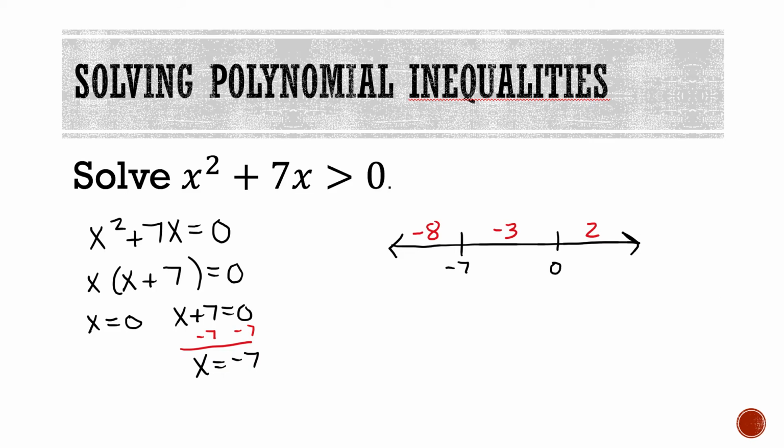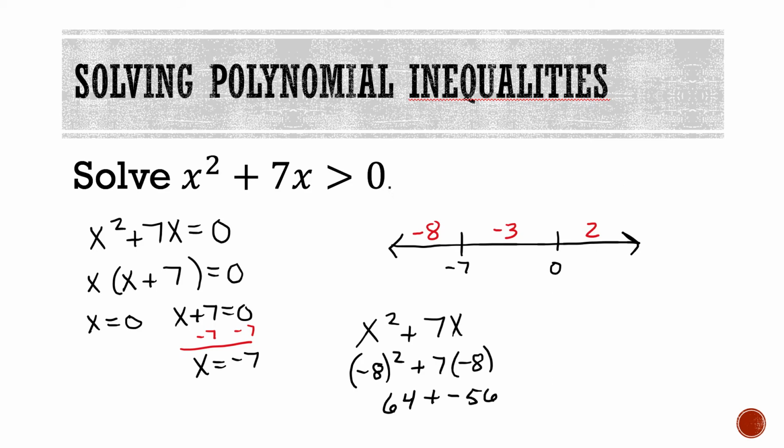Then I'm going to take my x squared plus 7x, and I'm going to plug these values in, noting whether we get positives or negatives as our answer. So first I'll plug in a -8, which is going to give me 64 plus a -56. And so that answer is going to be positive. And so I will put a positive here.